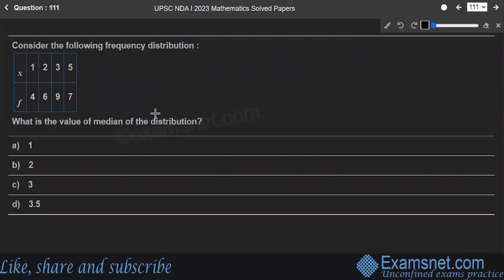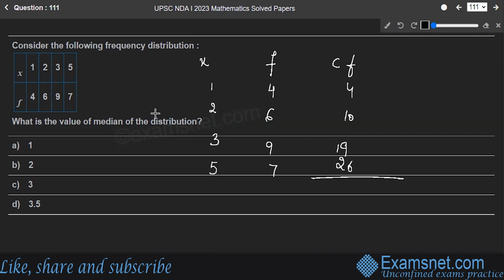Next, 111 question. Consider the following frequency distribution. What is the value of median of it? Okay, so let's make a table. Here you have X, F, and CF. X is 1, 2, 3, and 5. F is 4, 6, 9, and 7. So CF is 4, 10, 19, and 26.